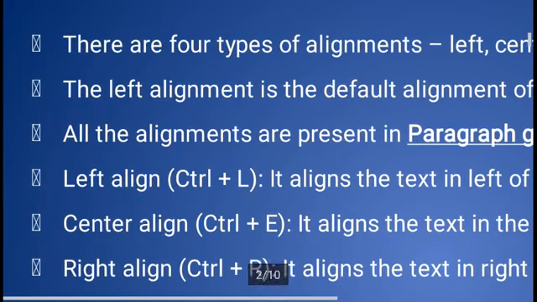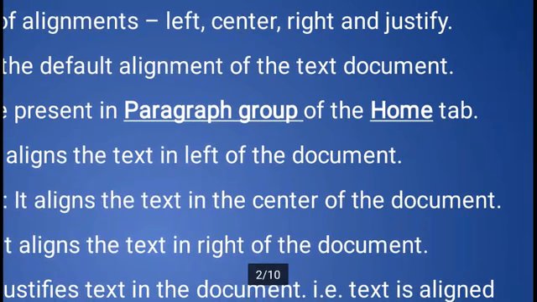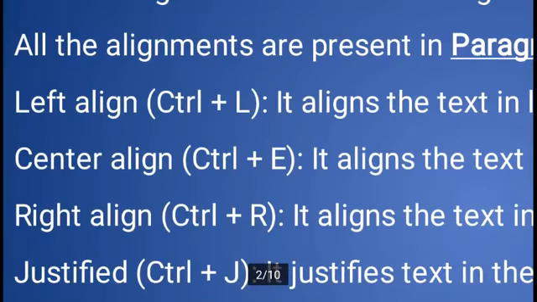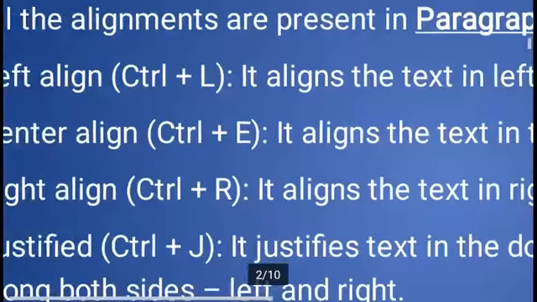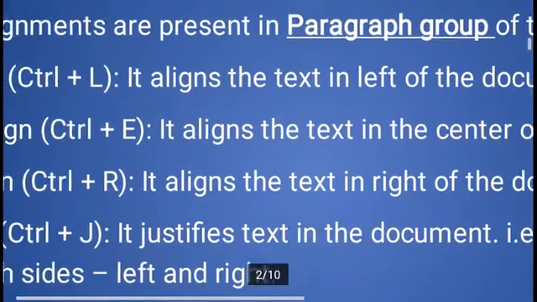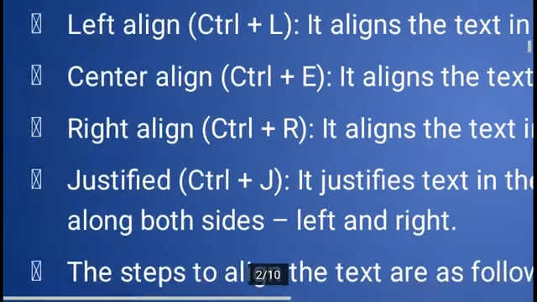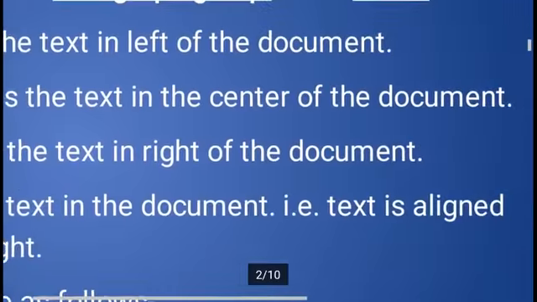All the alignment options are present in the Paragraph group of the Home tab. Left align, Control plus L. This is a shortcut key to align text to the left of the document, which we already discussed. Center align, Control plus E. It aligns the text in the center of the document. Suppose you have a heading or subheading, so you can show it in the middle of the document. Now right align, Control plus R. It aligns the text to the right of the document.